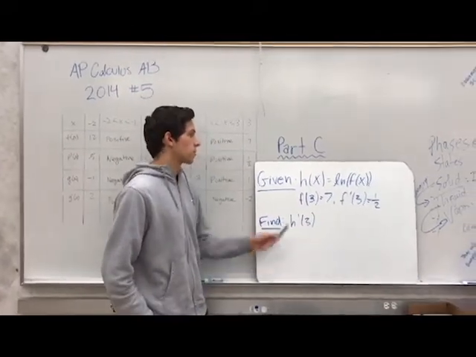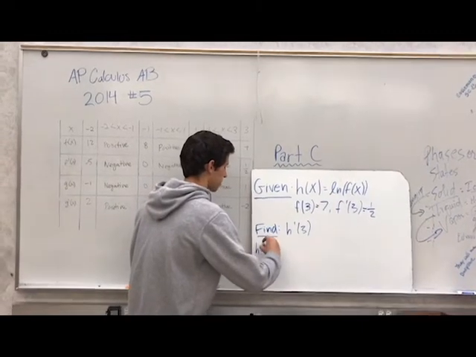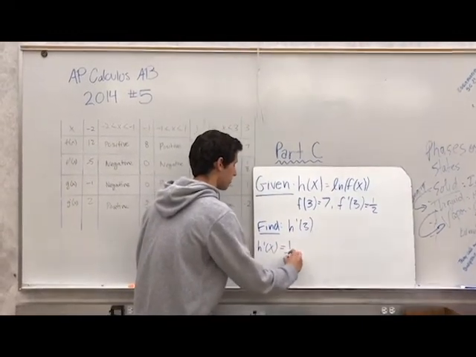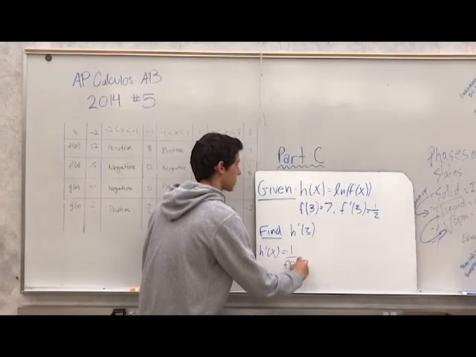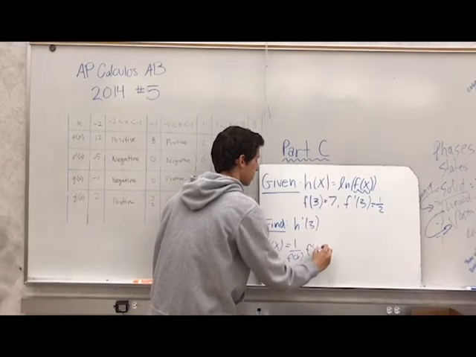And so we're going to want to differentiate this equation, which is going to be the definition of the derivative of the natural log, which is 1 over f of x. That's our inside times the chain rule, which is f prime of x.